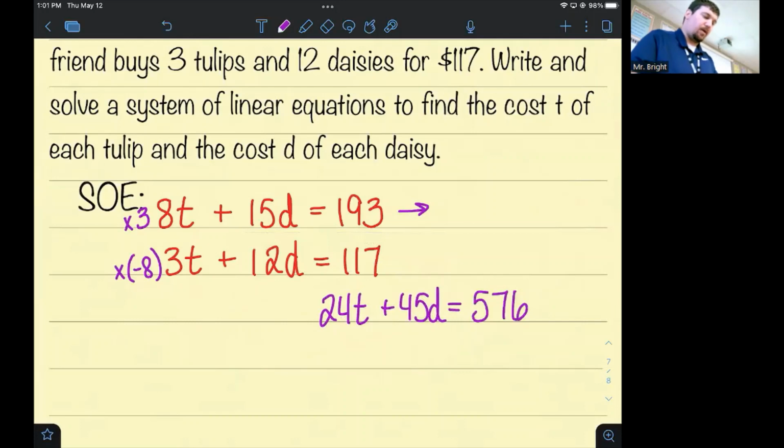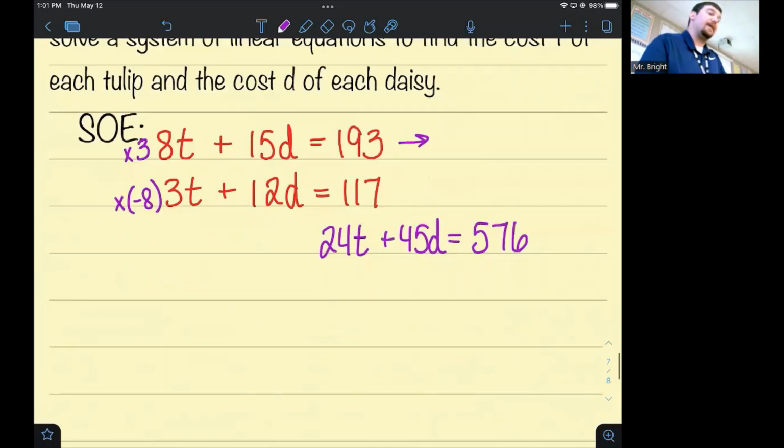And then on the bottom, we're going to multiply everything by -8 to get -24T. Get those T's to eliminate. 12 times -8 is what? Oh, sorry, 579. I misheard you. 579. Okay. What's -8 times 12? Sky? That's right. -96. And then 117 times -8. Who's got that? 117 times -8. Xander?